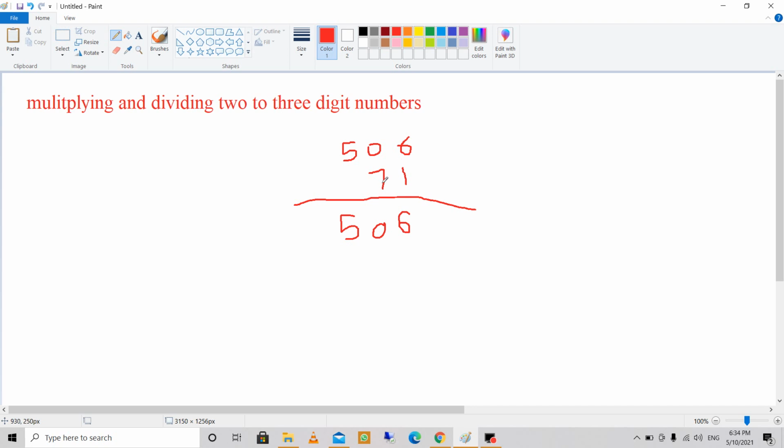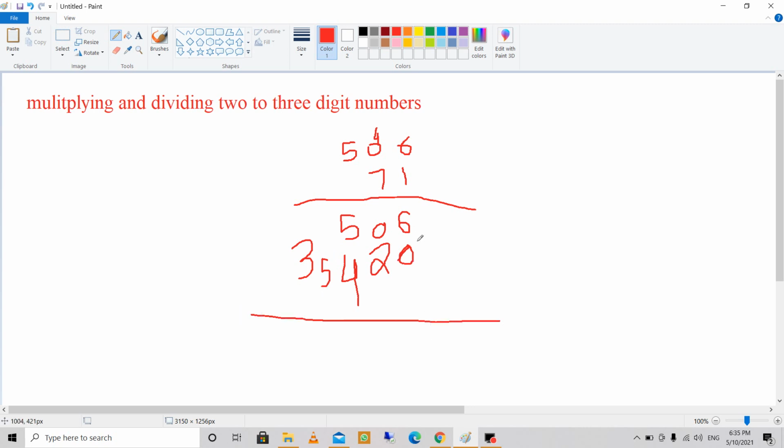Let's move on to the tens part now. So we will put a 0 over here. 7 6s are 42. Write 2 over here and 4 in the carry. 7 zeros are 0. We have to add the 4 that was carried earlier, so that will be equal to 4, and 7 5s are 35, so we are going to write 35 as it is.